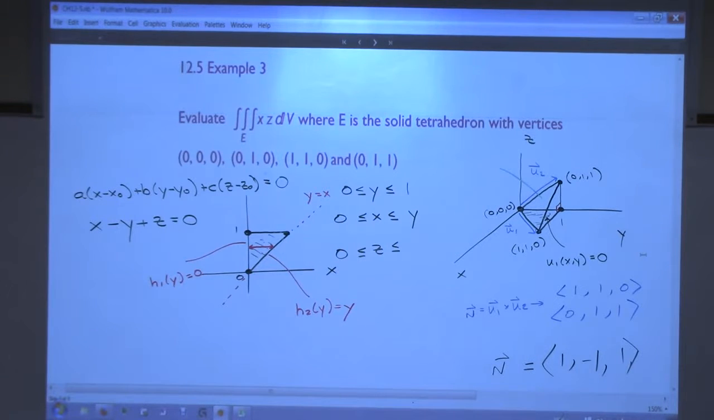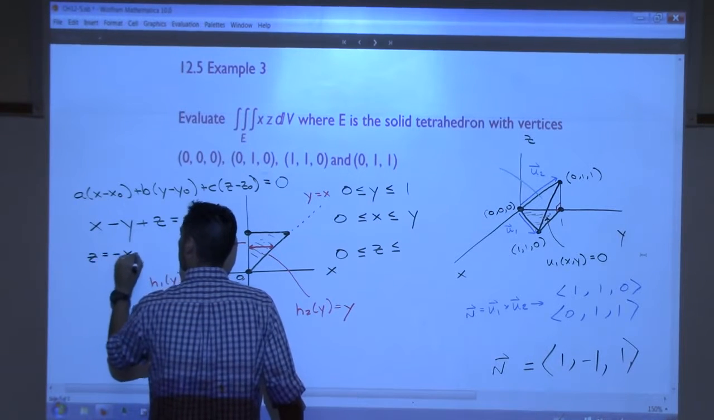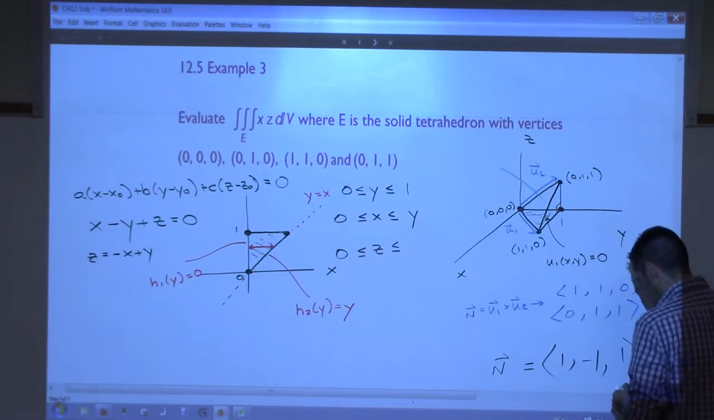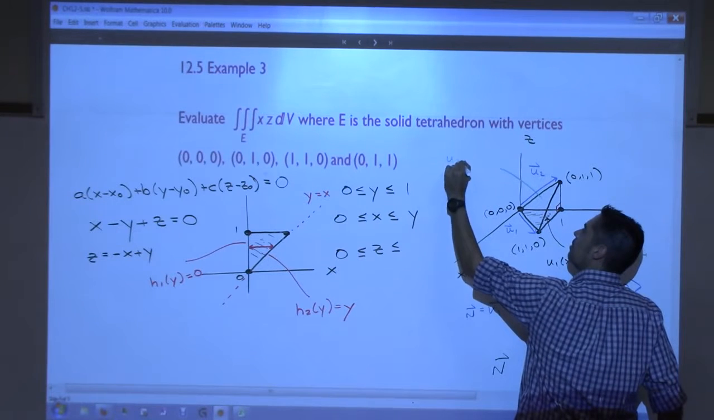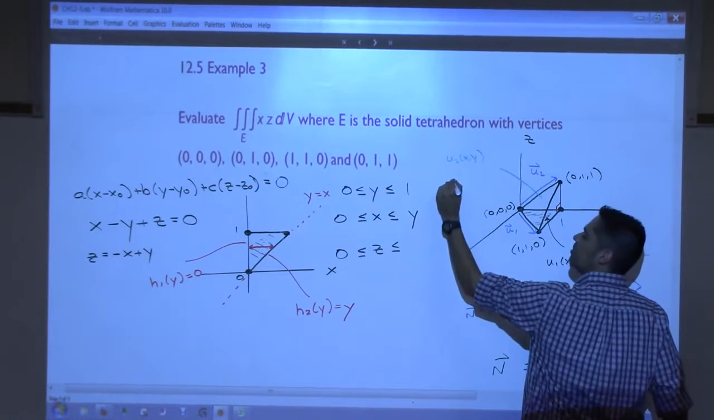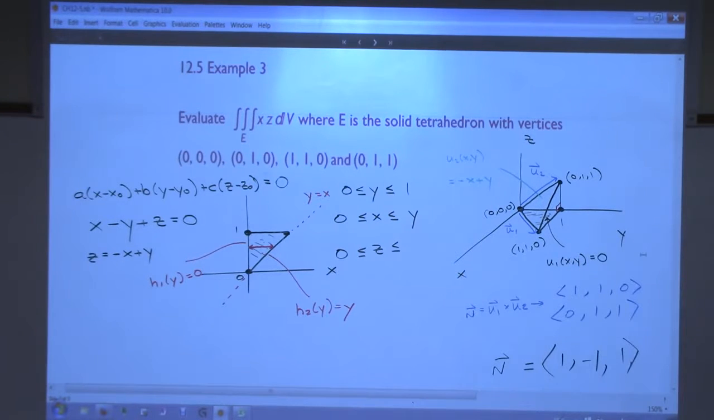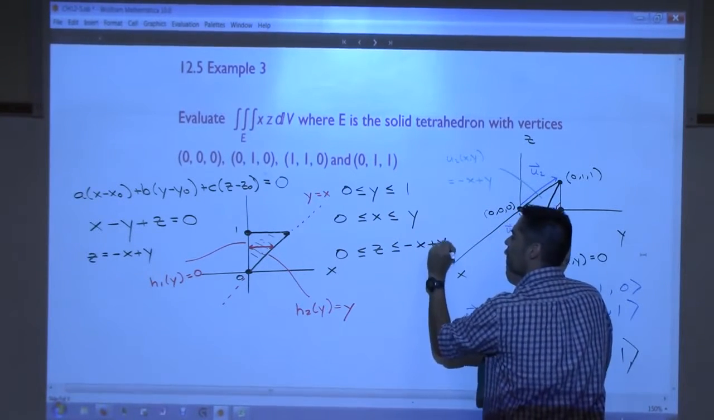Questions? Solve this for z. Negative x plus y. That is the equation of this top surface. u2 of x, y is negative x plus y. Whew. All right. Set it all up now. I should probably fill this out. This is negative x plus y.